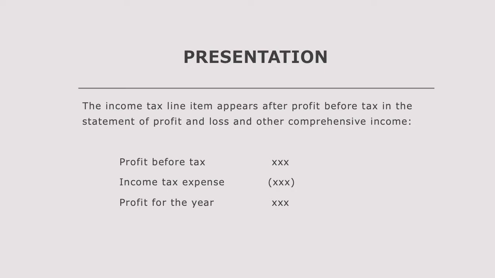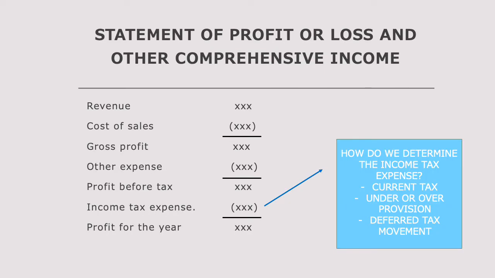Now, the income tax line item will always appear after profit before tax in the statement of profit or loss and other comprehensive income. Now, how on earth do we determine the income tax expense as presented in the statement of profit or loss and other comprehensive income? Well, we need to take into account the current tax for the year. We need to take into account whether there was an under or over provision of tax in the previous year. And then we always need to take into account the deferred tax movement.